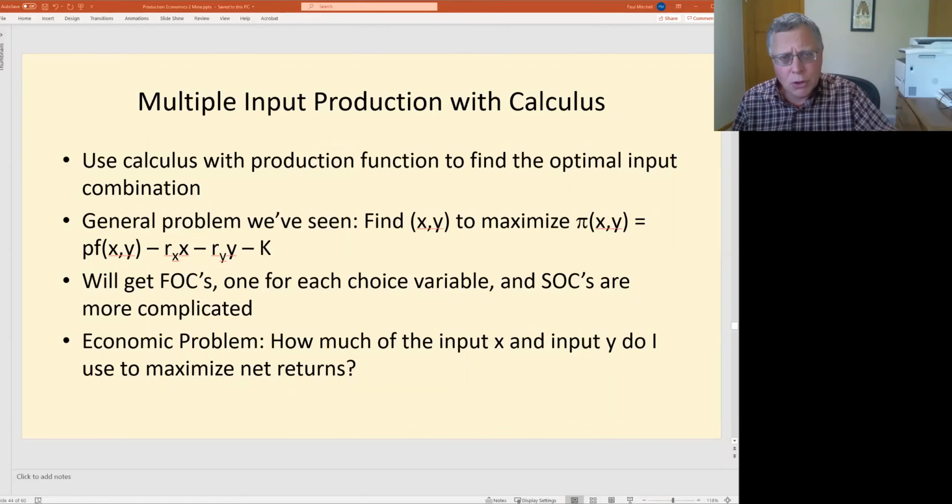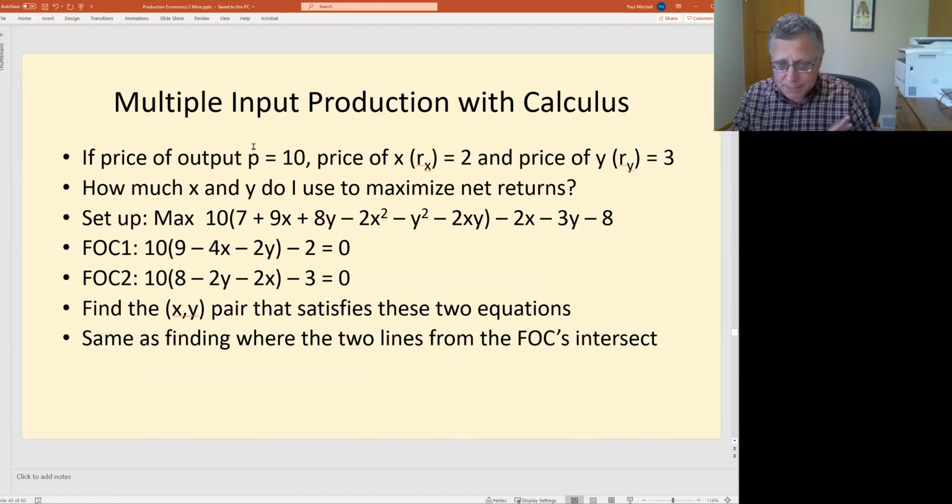But always remember what your goal is here, is to figure out what the amount of X and Y to use to maximize your net returns. And then you can derive that X and Y, calculate yield, and calculate profits. So our first one here is we're going to set up a story. We're going to say output price is 10, P is 10. Price of X, R sub X, is 2. The price of Y, R sub Y, is 3. So how do I maximize my net returns?